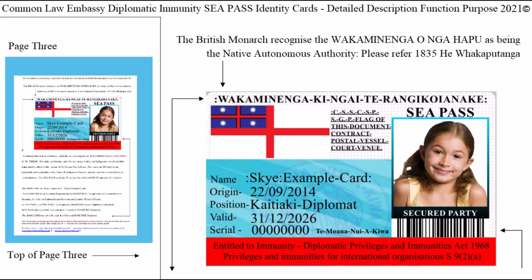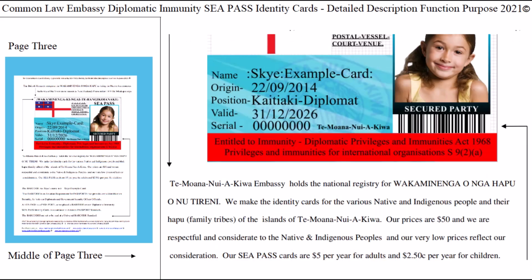The British monarch recognised the Wakaminenga o Ngā Hapu as being the native autonomous authority, and you can see that when you refer to the 1835 He Whakaputanga. It's written in there. Te-Moana-Nui-A-Kiwa Embassy holds the National Registry for the Wakaminenga o Ngā Hapu o Nuitireni, and we make the identity cards for the various native and indigenous people and their hapu, which means family tribes, of the islands of Te-Moana-Nui-A-Kiwa.